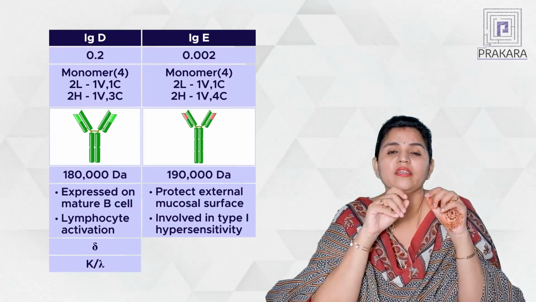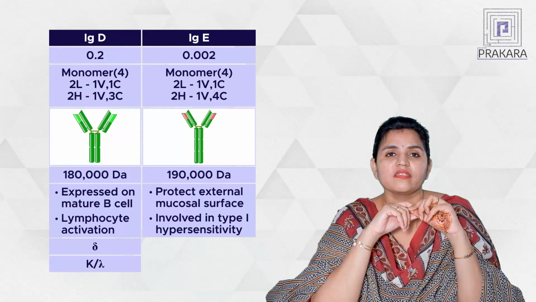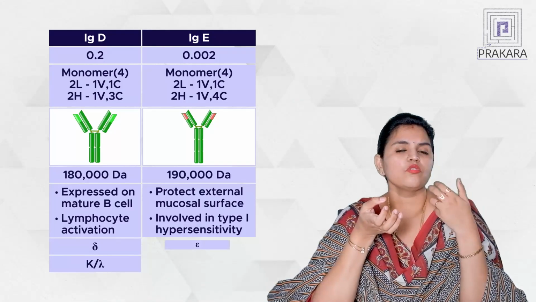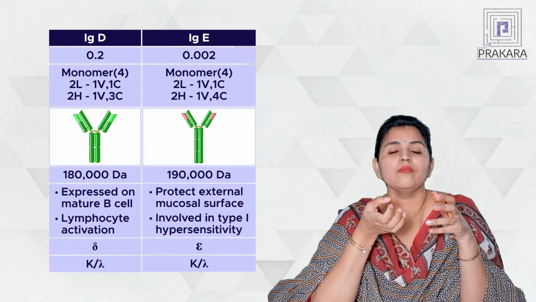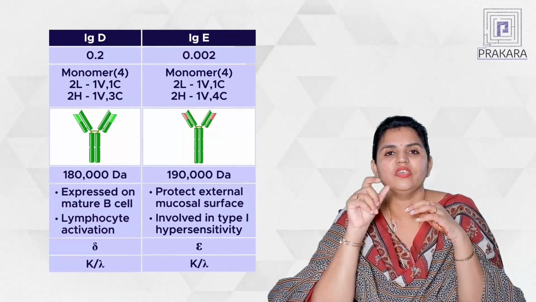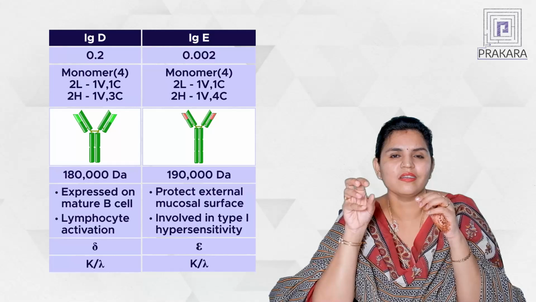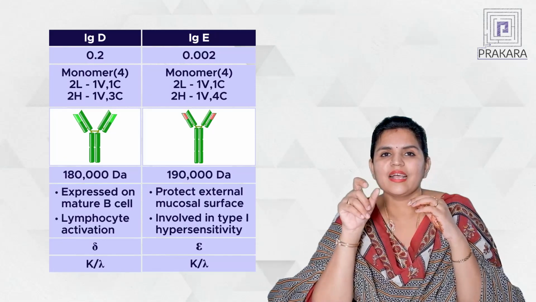And coming to your light chain and heavy chain classification, the light chain can be kappa or lambda. And coming to your heavy chain, it is represented in the form of E, epsilon. So that is IgE. So this is all about immunoglobulin E. So we have seen five different classes of immunoglobulins and their functions and structure.